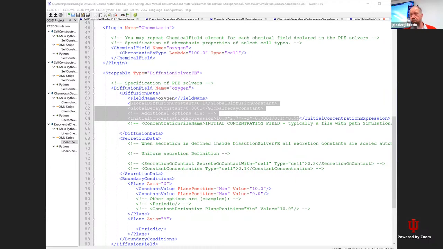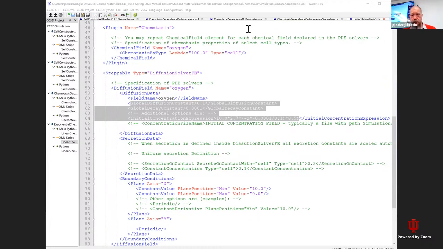You want a screen share? Oh, it's easy to make a parenthesis error when you're specifying that initial concentration. No. Okay, anybody else? All right.